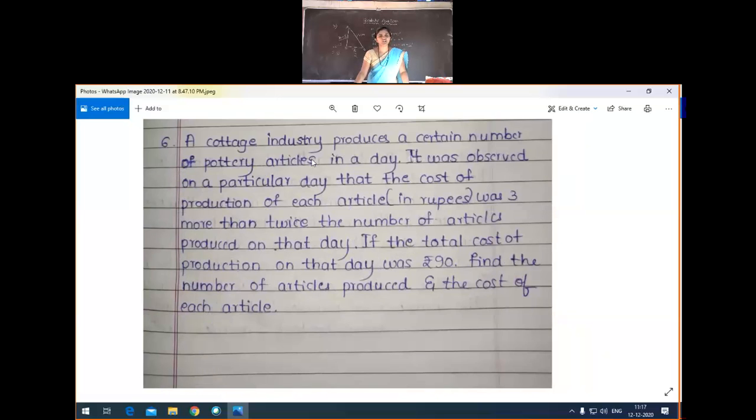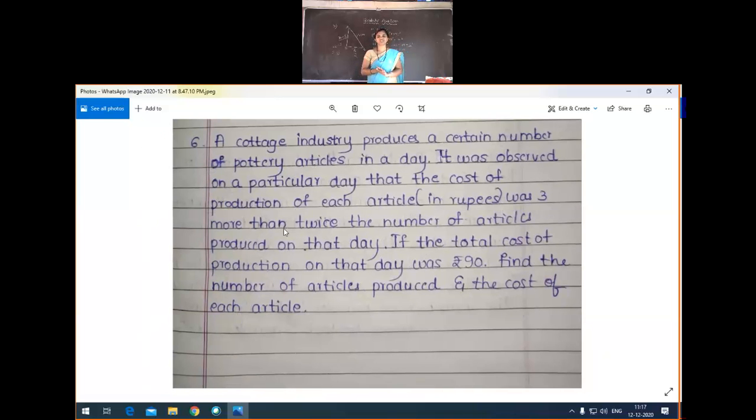So this is again a cottage problem. Example 2. A cottage industry produces a certain number of pottery articles in a day. So we have to take that one as x. Let the number of pottery articles produced on a particular day be x.